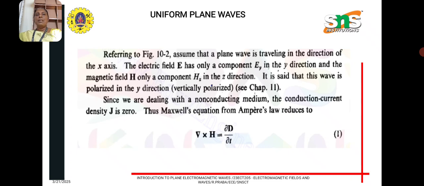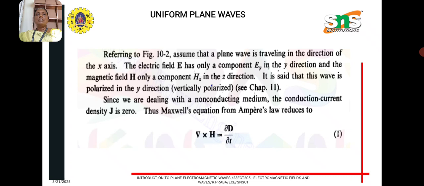Now we consider a uniform plane wave traveling in the direction of the x-axis. The electric field has the component Ey in the y direction and the magnetic field has the component Hz in the z direction. It is said that the wave is polarized in the y direction, because we know that the polarization always depends on the direction of the electric field. In this case, the plane wave is propagating along the x-axis and the electric field is in the y direction, so we can say that the wave is polarized in the y direction.